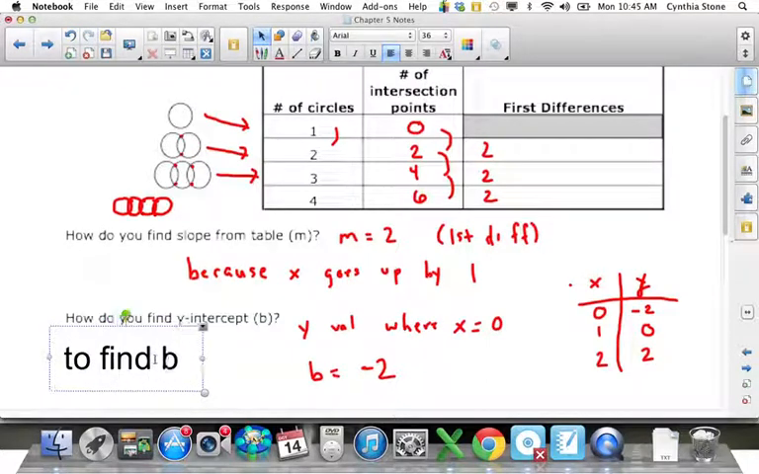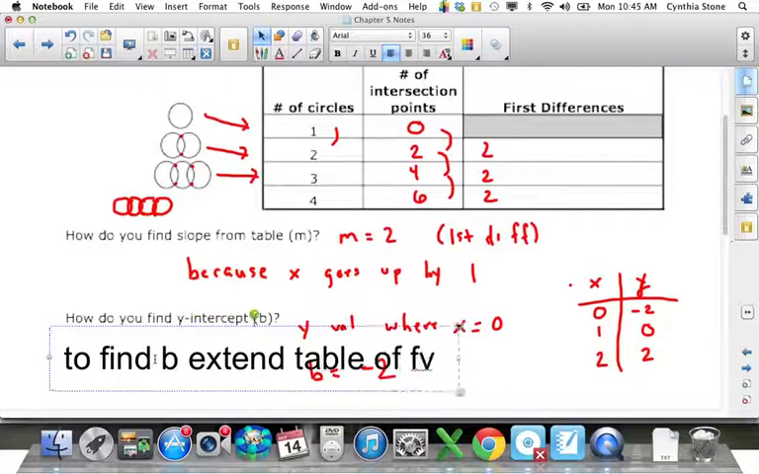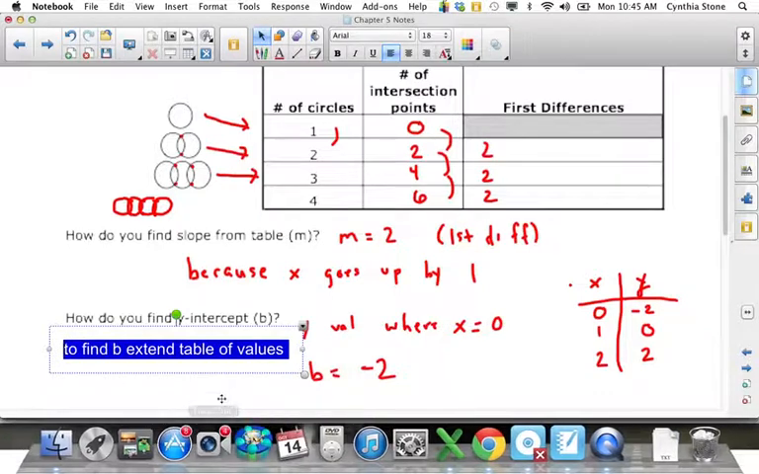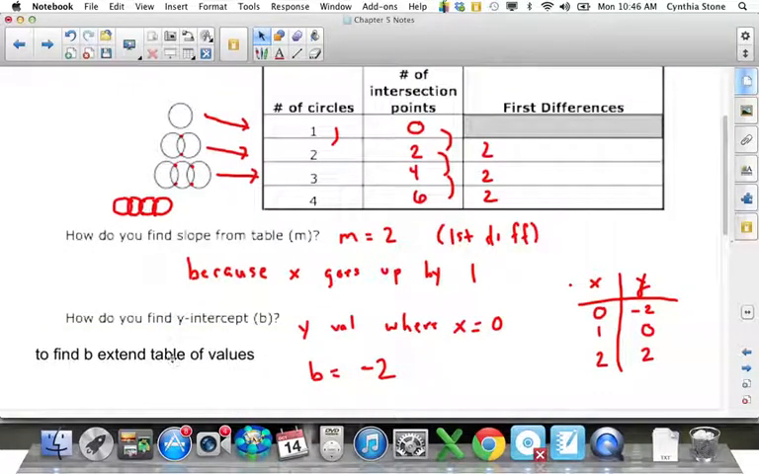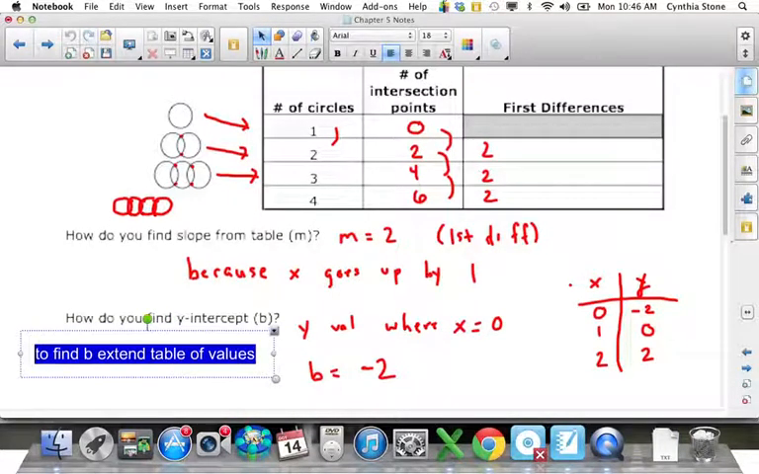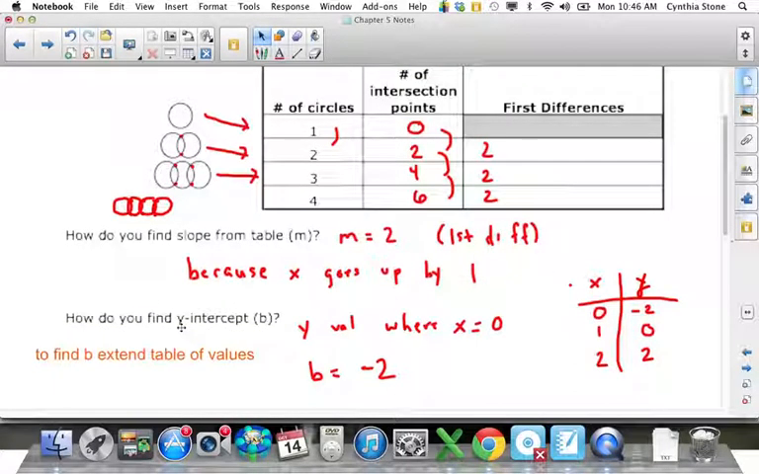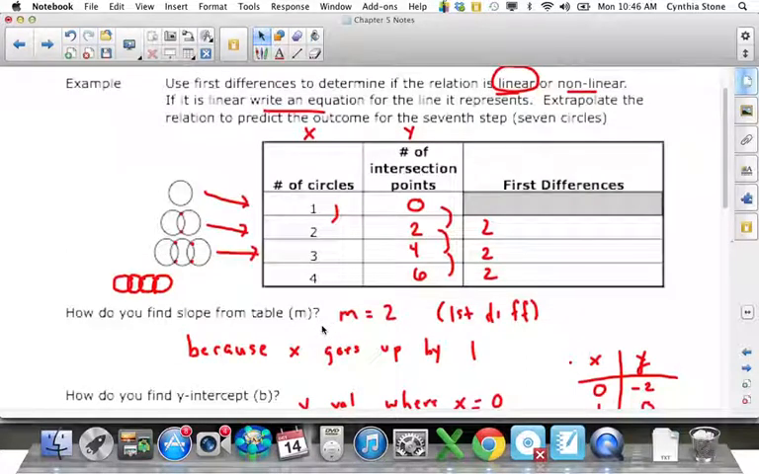To find b, extend table of values. I'll move that over so it's neater. Okay, so to find b, you just extend the table of values. You extend it backwards in this case. Okay, so the last part of this question is, what if you go beyond the table of values? And we want to find the number of intersection points where there are 7 circles.